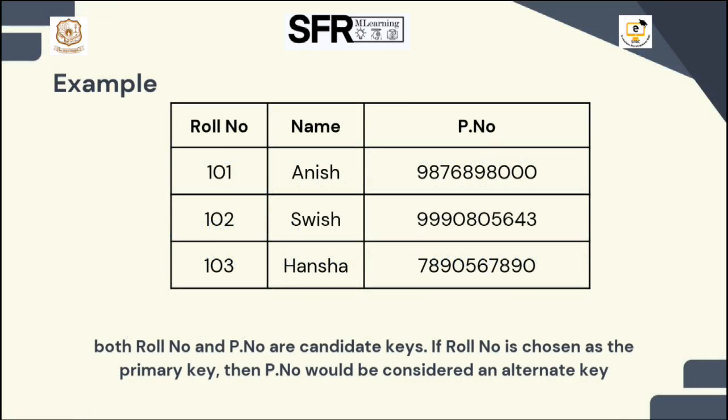Here is the example. Again, it is a student table. The attributes are roll number, name and phone number. Both roll number and phone number are candidate keys. If roll number is chosen as the primary key, then phone number would be considered an alternate key.